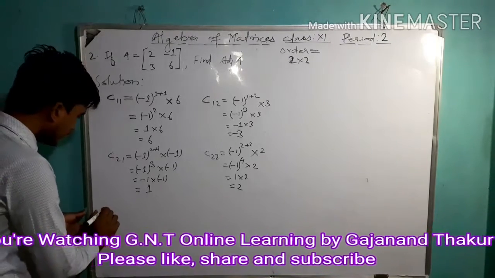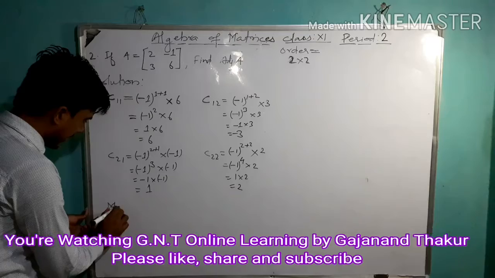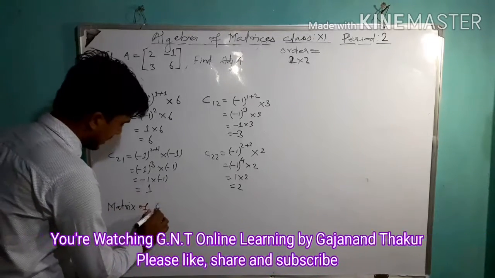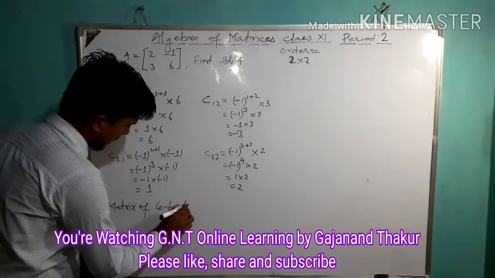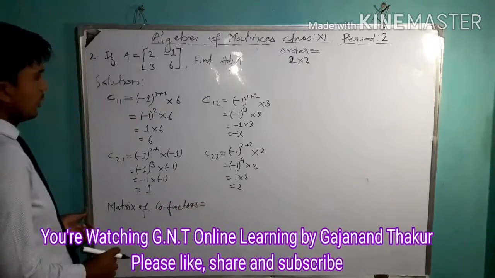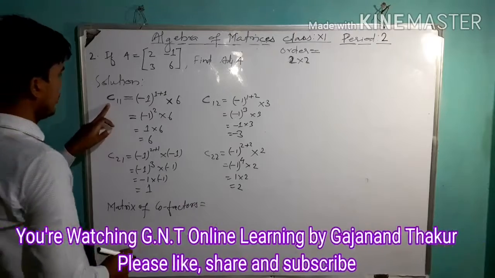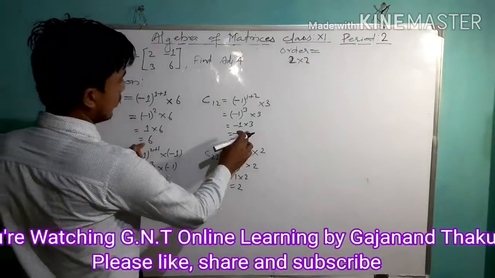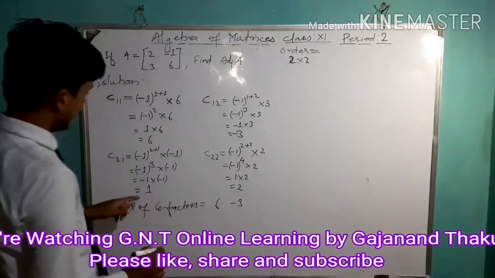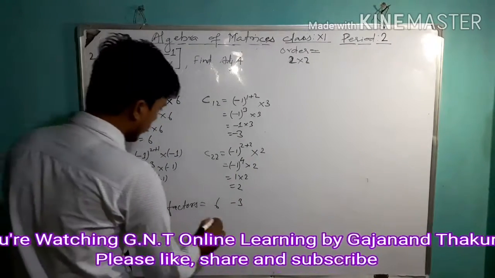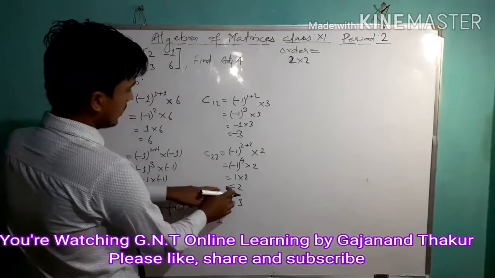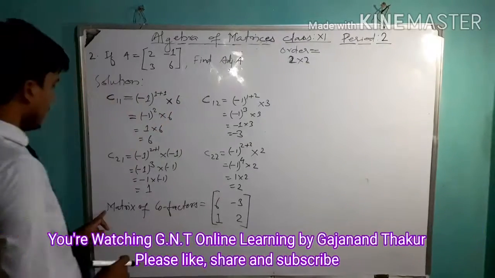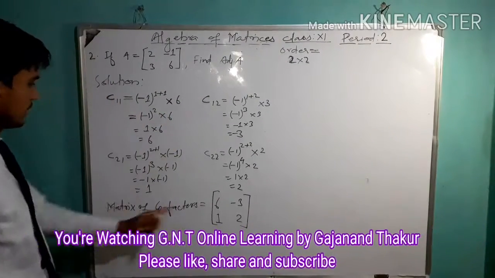Now we'll write the matrix of cofactors. The cofactor of the 11th element is 6, so we write 6 here. Then the 12th is minus 3, so we write minus 3. Then the 21st is 1, so we write 1. Then the 22nd is 2, so we write 2. So this is the matrix of cofactors.